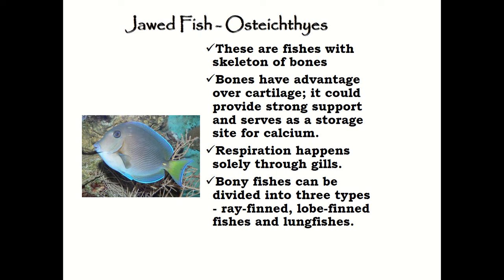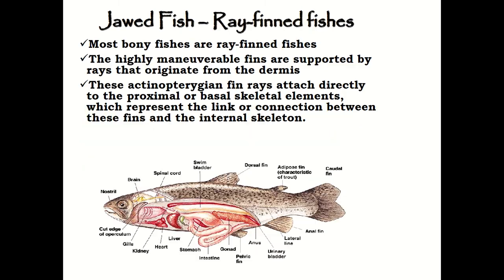Respiration happens solely through gills, and bony fishes like osteichthyes can be divided into three types. The first one is ray-finned fishes, then lobe-finned fishes, and also lungfishes. So let's look in more detail at the three types of bony fishes, or osteichthyes. The first one is ray-finned fishes.